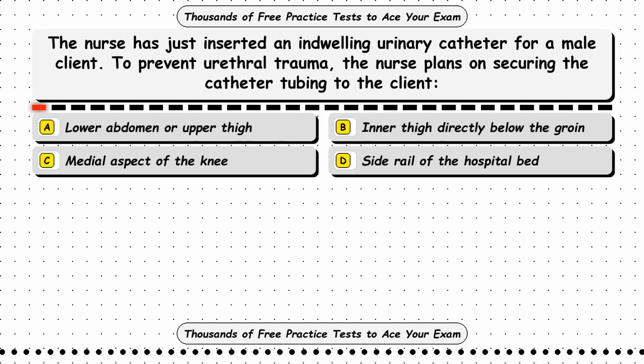Question 35. The nurse has just inserted an indwelling urinary catheter for a male client. To prevent urethral trauma, the nurse plans on securing the catheter tubing to the client. Option A, lower abdomen or upper thigh. Option B, inner thigh directly below the groin. Option C, medial aspect of the knee. Option D, side rail of the hospital bed.